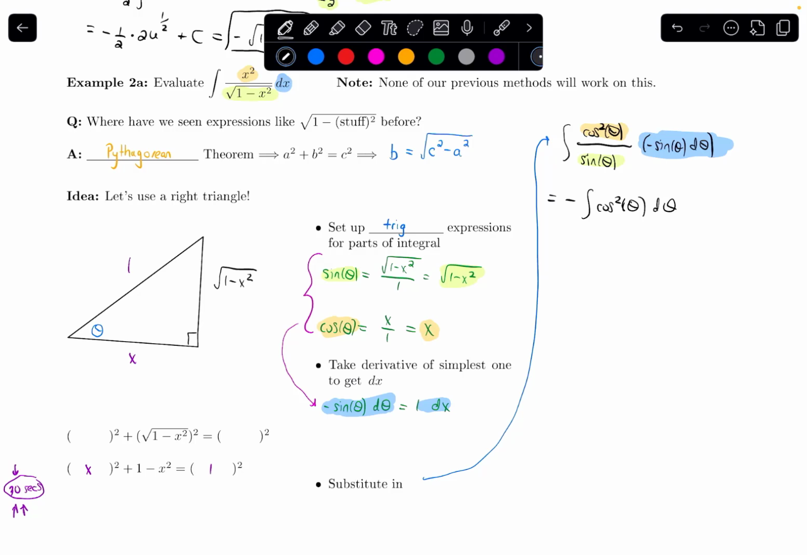We saw how to do the antiderivative of cosine squared in our last section on trig integrals. We need a trig identity for this. This is 1 plus cosine of 2 theta all over 2.